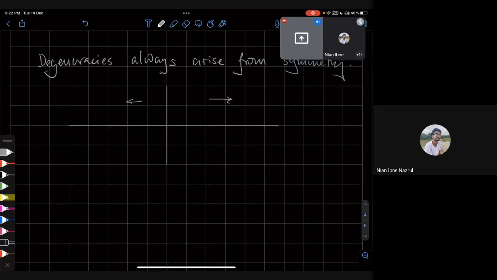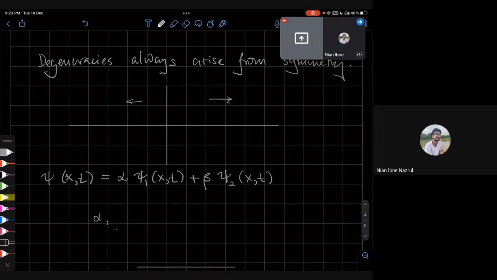So the Schrodinger equation is a linear equation, right? So given these two solutions, I can now construct a solution which is a linear combination of these. Do you agree that this is also a solution, where alpha and beta are complex constants?